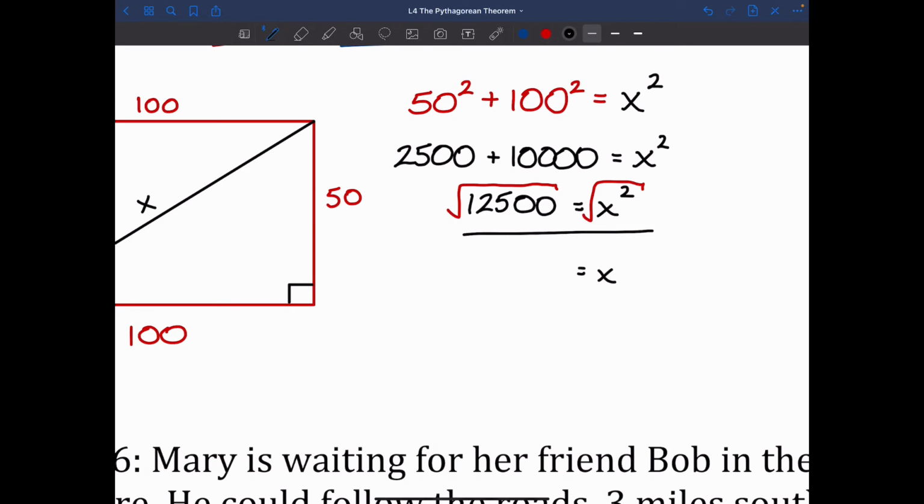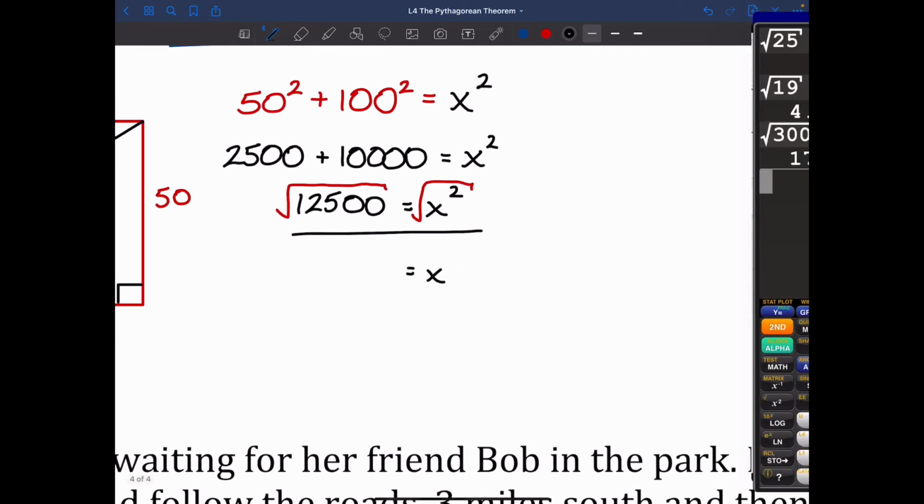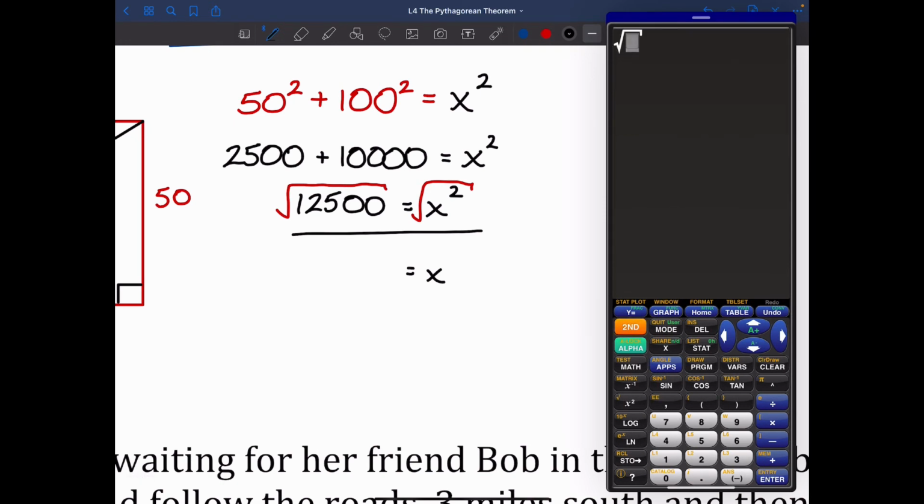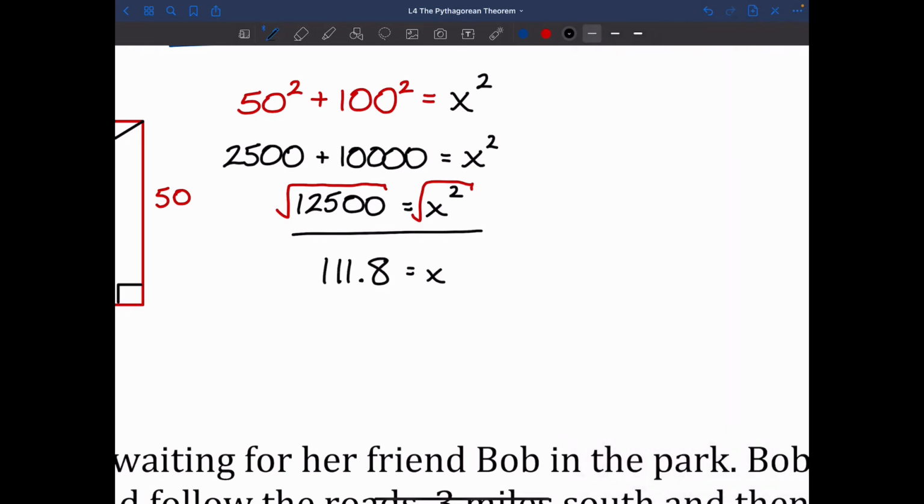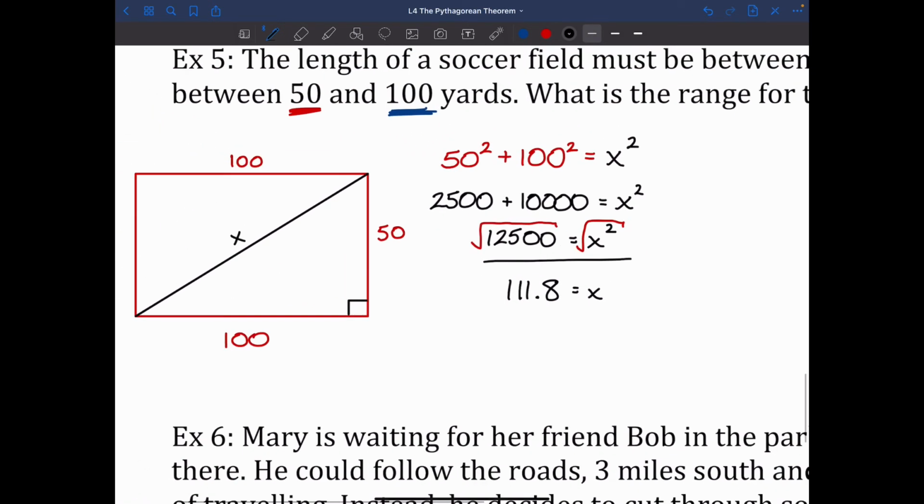When I take the square root of 12,500, let's see what the heck that is. So square root of 12,500. Whew, glad I plugged that in. It's 111.8, let's call it. So what we're going to do here is take a look back through the problem and see, all right, does that make sense?